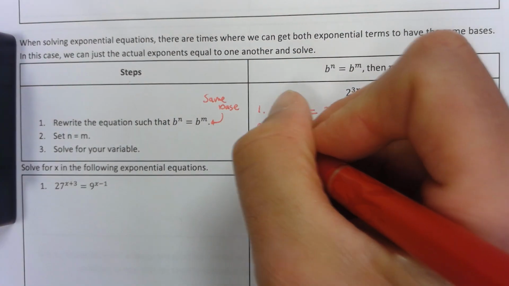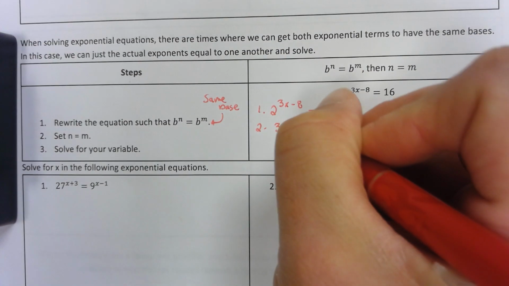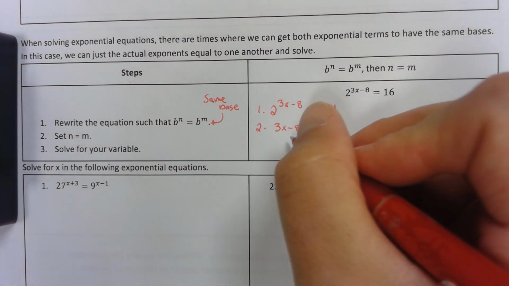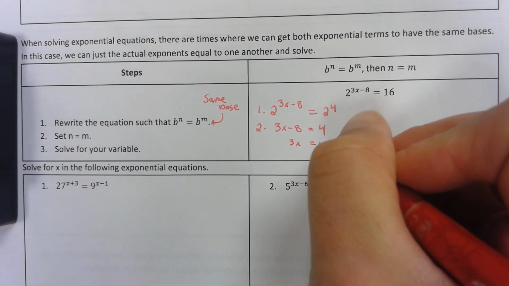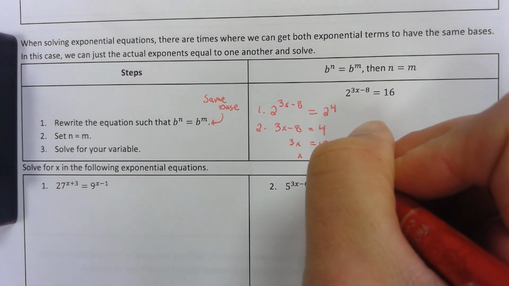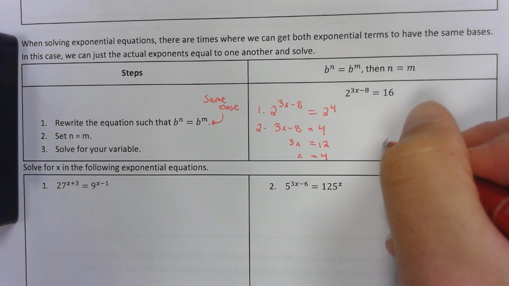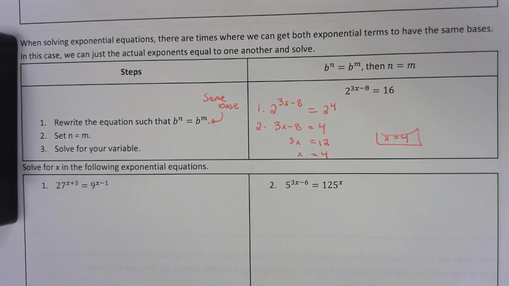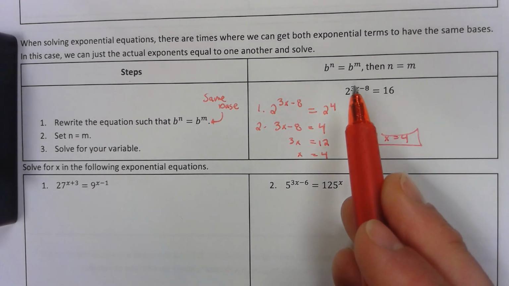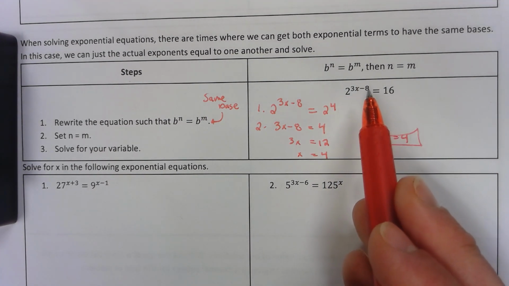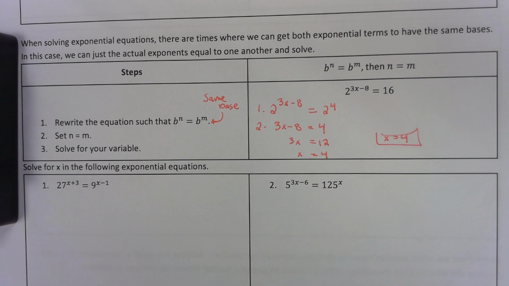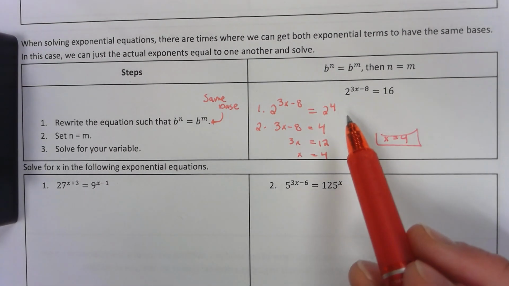So step 2 has us taking those exponents, 3x minus 8 equal to 4, and now has us solving. So if I add 8, I get 3x equals 12. If I divide by 3, I get x equals 4. Okay, so x needs to be 4 here, so that we end up getting 2 to the power of 4 on the left side. Right? If I check this, 3 times 4 is 12, 12 minus 8 is 4, 2 to the power of 4 is 16.